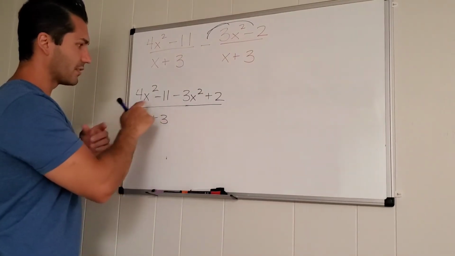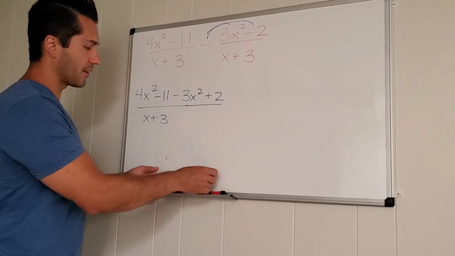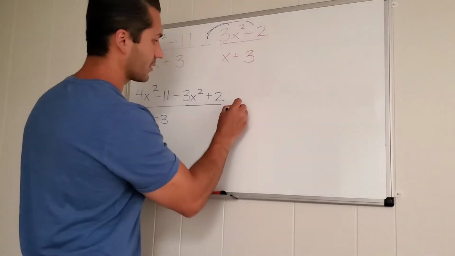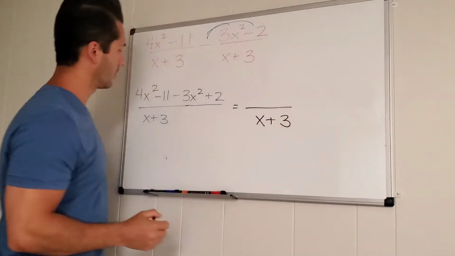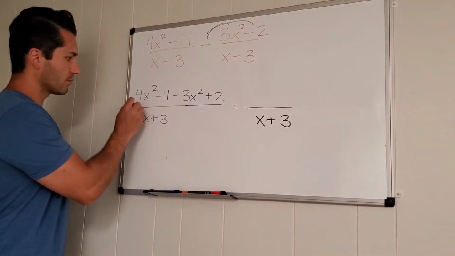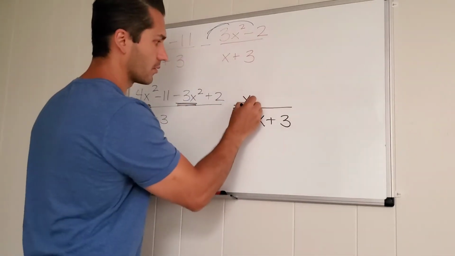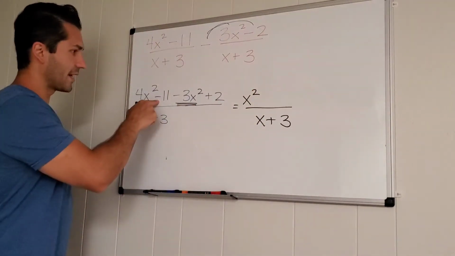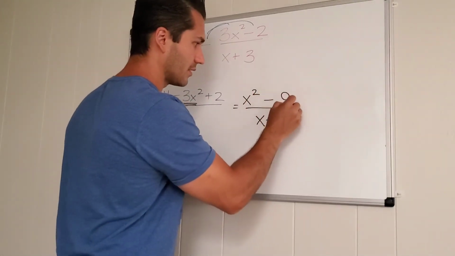So now that I have this, it's just combining like terms. Common denominator, I still have that common denominator, so I'm still going to write it. No reason to change it yet. x plus 3. 4x squared minus 3x squared is x squared. Negative 11 plus 2 is a negative 9.